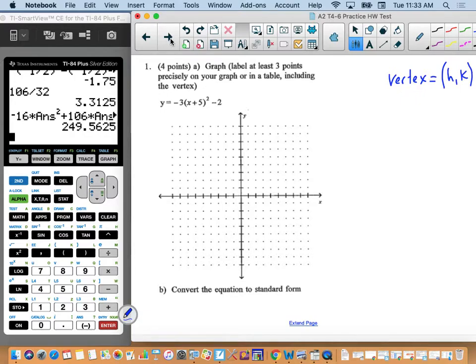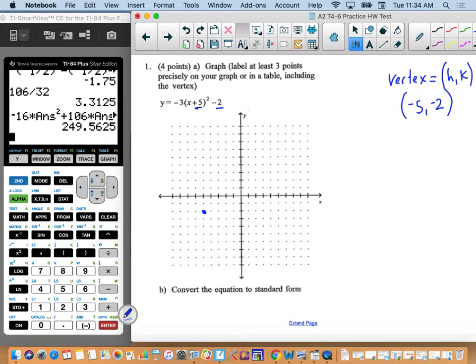So in this problem, I can identify my vertex as h, k. It's actually the same vertex as the last one. Opposite of this, same as that. So negative 5, negative 2. There's a vertex.